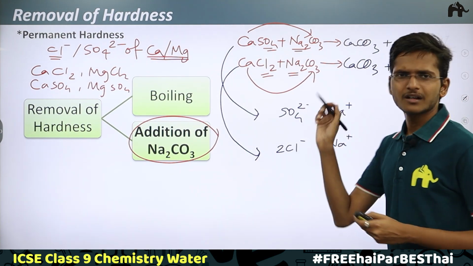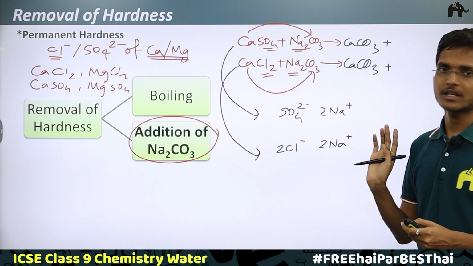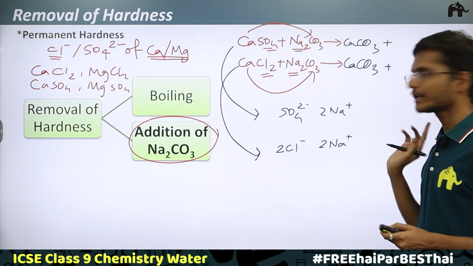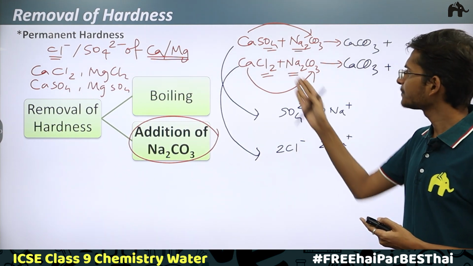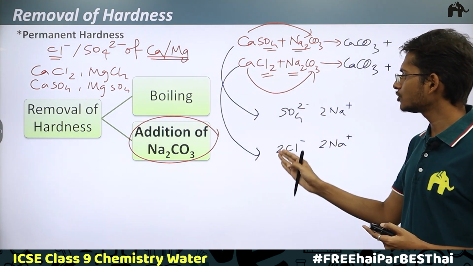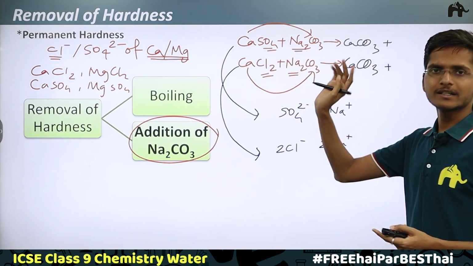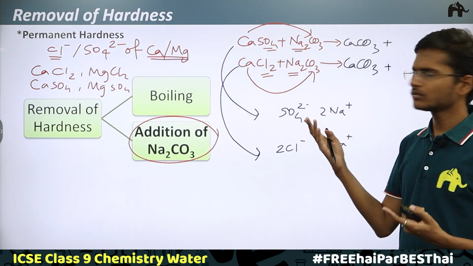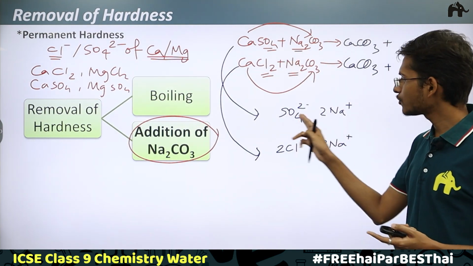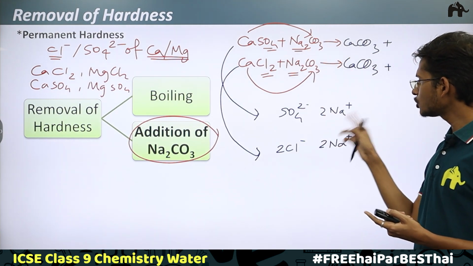I'm just writing the radicals. I know sodium's radical is Na+. How many sodium are there? 2, therefore 2 Na+. Chlorine's radical is chloride, Cl-, so I have written Cl-. How many chlorine atoms are there? 2, therefore the radicals will be 2. Sulfate, SO4 2-, I know, so I have written its radical, but only 1 SO4 is there, so 1 SO4 2-. Here again sodium Na+, but 2 sodium are there, therefore 2 Na+.